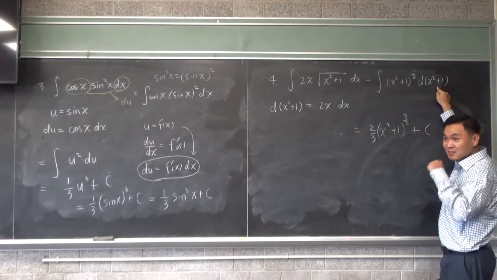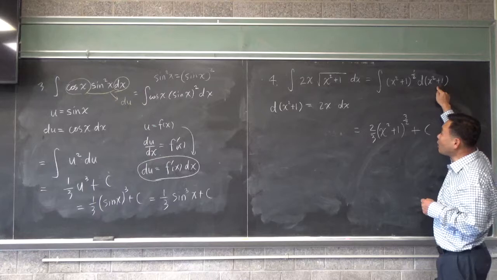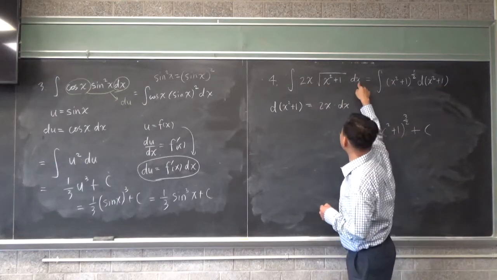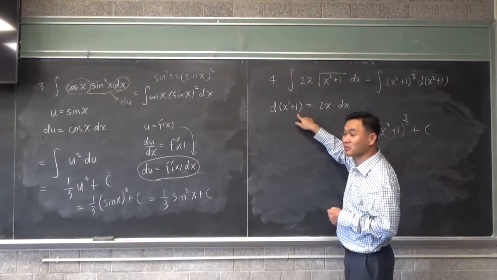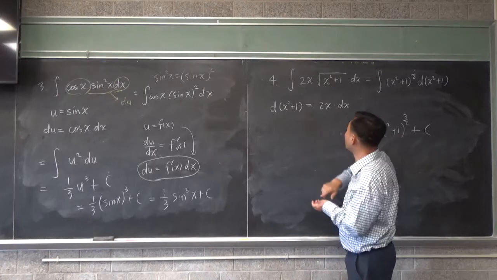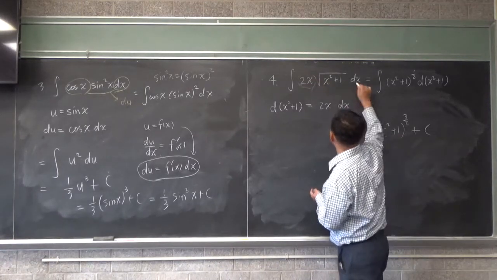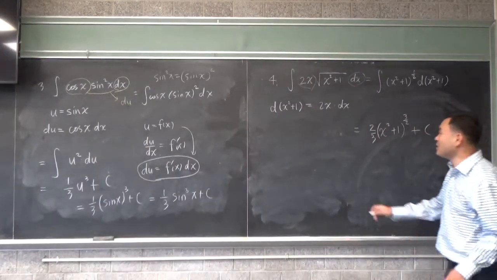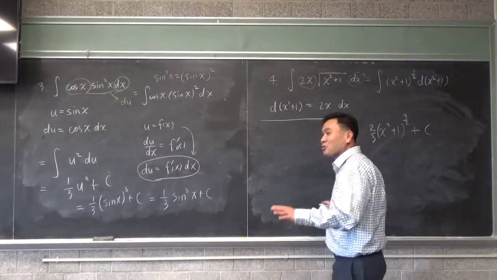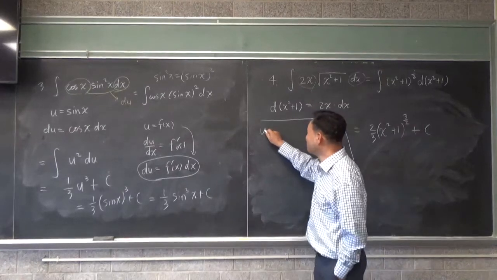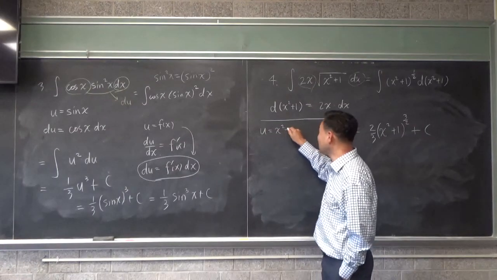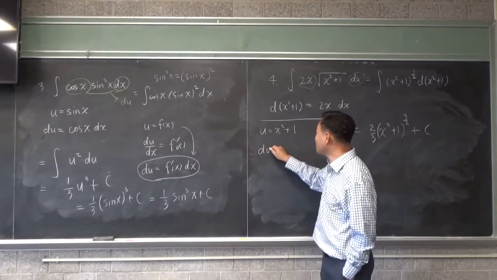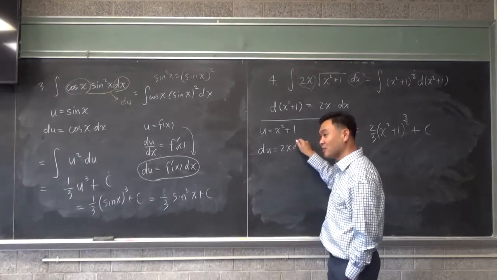I don't see where you cancel out the 2x. Oh, no. So 2x times dx is d of x squared plus 1. There is no cancellation because we just say these two multiply this thing. All right, now, if you're unhappy, I can still show you the u substitution way. So u is equal to x squared plus 1, right? And du would be 2x dx, right?